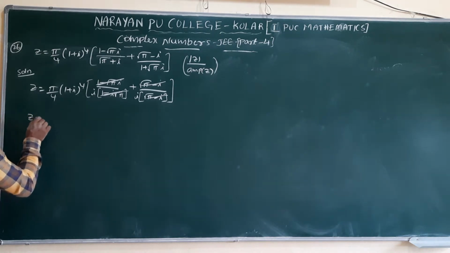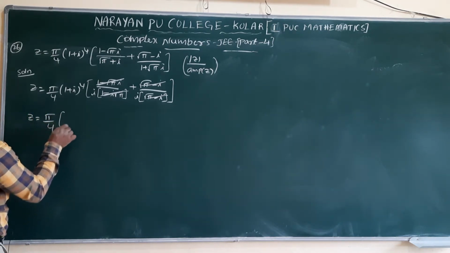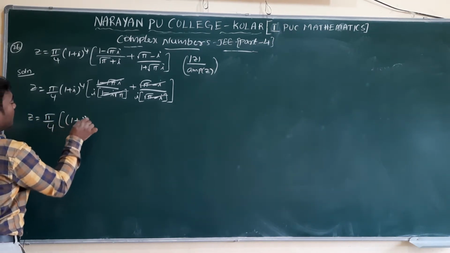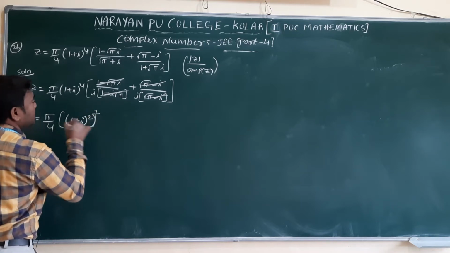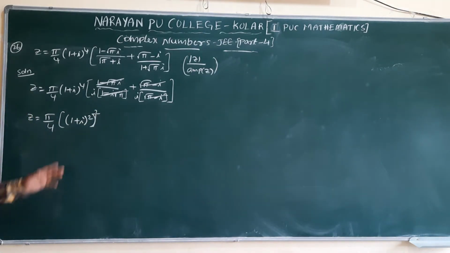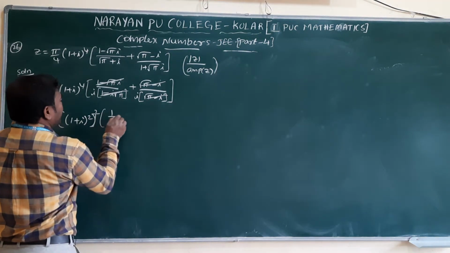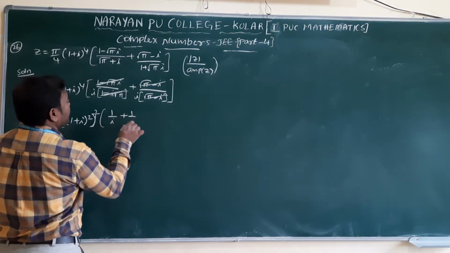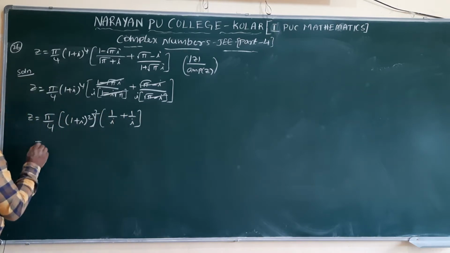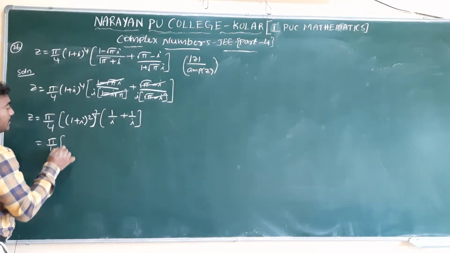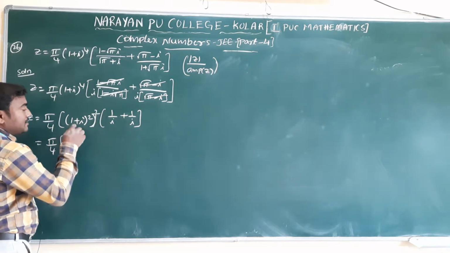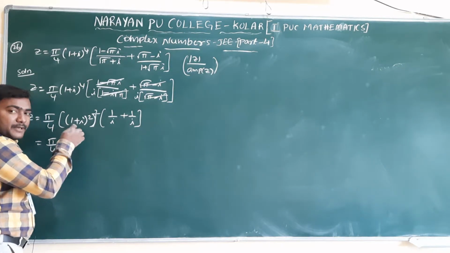Remaining, z is equal to pi by 4, here 1 plus i whole square. We are getting the same thing, 1 plus i whole square, so we are getting 1 plus i whole power 4. So remaining 1 by i plus 1 by i. So here pi by 4. What do we get? 1 plus i whole square value, a square plus b square plus 2ab.